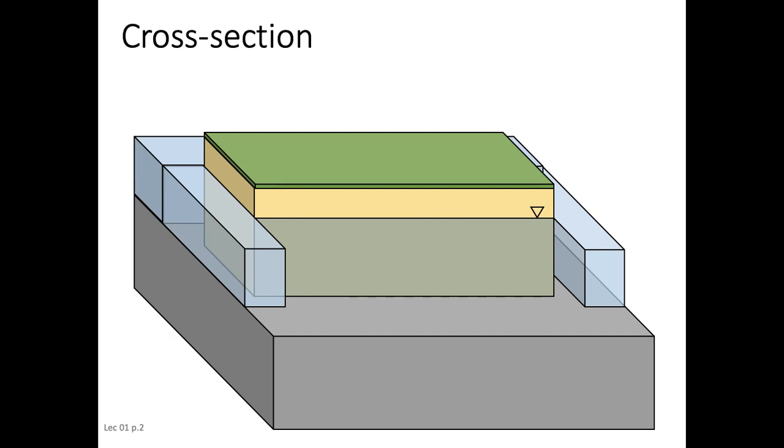If we look at a cross-section of this system, then we're going to see that there is a water table, and it's horizontal, and it's in equilibrium with the surrounding water bodies. So that is an unconfined aquifer because there's nothing stopping rainfall that infiltrates into the ground from reaching it. And it has a water table.